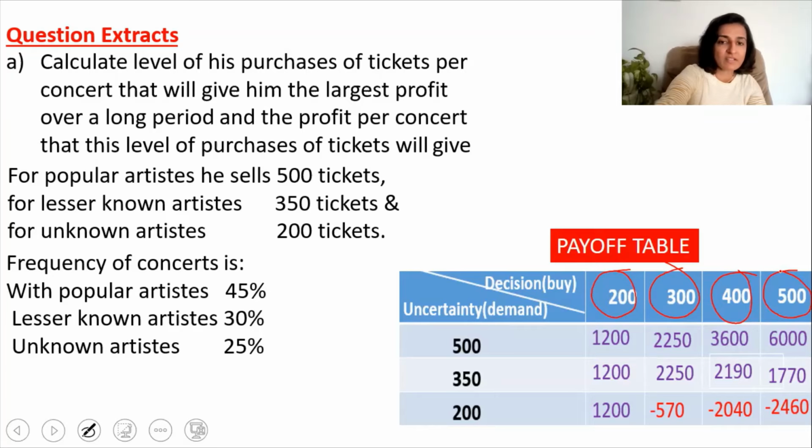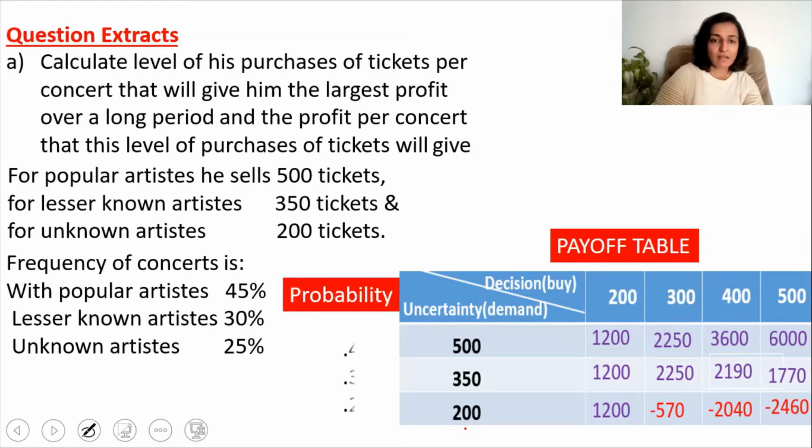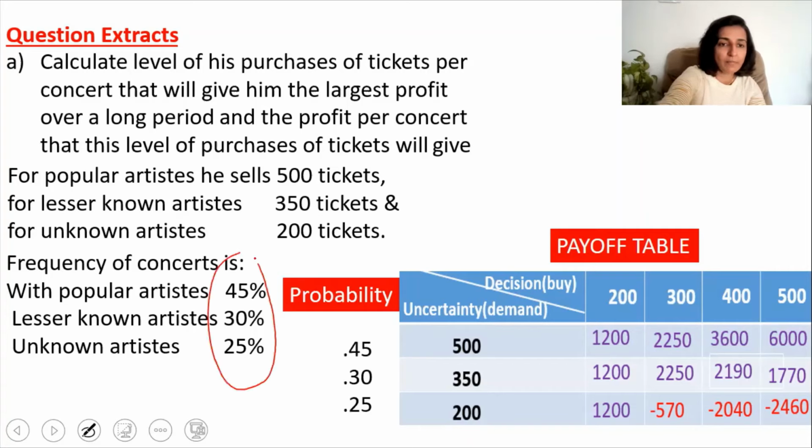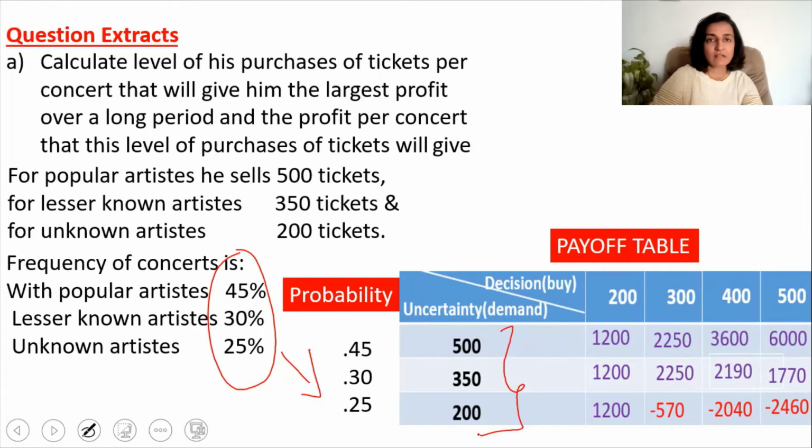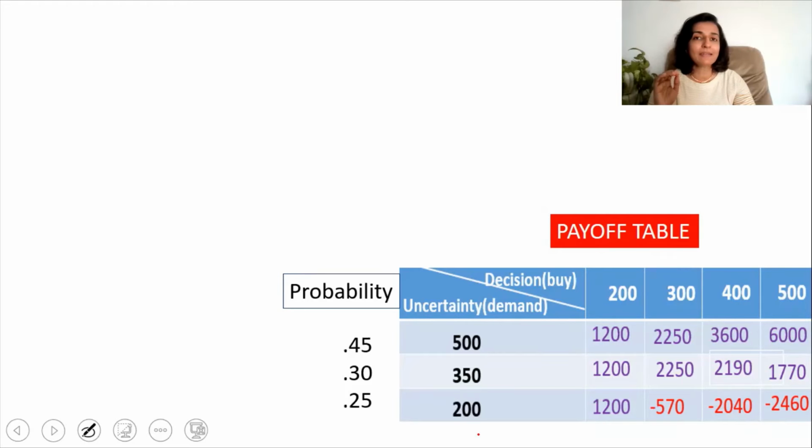So what we will do is the probability relating to the uncertainty. What is the uncertainty? The demand. Okay, so we will write on the left side. So I have just copied the probability from the question pertaining to each uncertainty. Okay. Now, how do you calculate the expected value? We have got 4 options. Either buy 200 tickets, 300 tickets, 400 tickets, or 500 tickets.